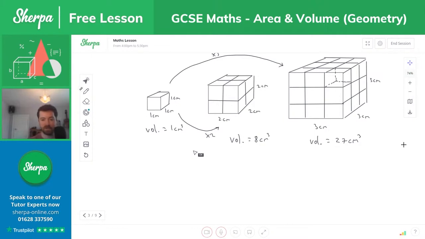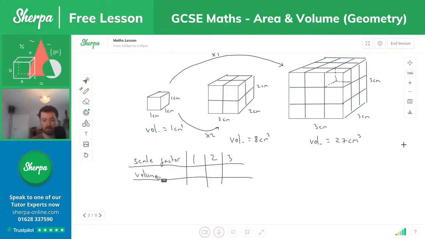And as you may already have spotted, as we increase our linear scale factor, as it goes from 1 to 2 to 3, our volume scale is, well, obviously 1 for our first cube, and then when we have a linear scale factor of 2, our volume scale factor becomes 8. And for a 3x linear scale factor, we end up with a 27 centimeter cubed volume. So we're going from 1 centimeter cubed for our small cube up to 27 centimeter cubed for our larger cube. And hopefully you can spot the pattern.